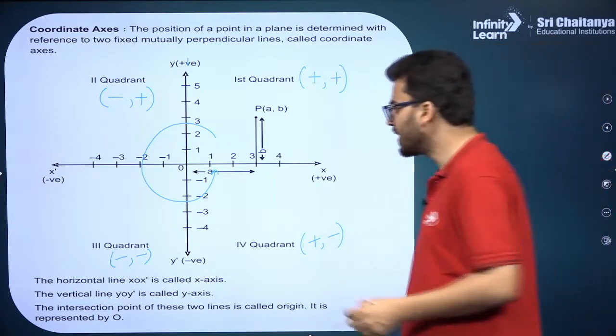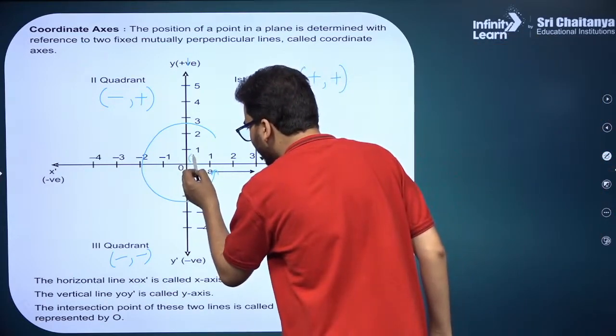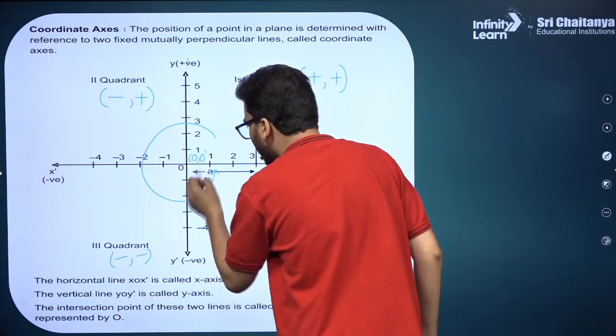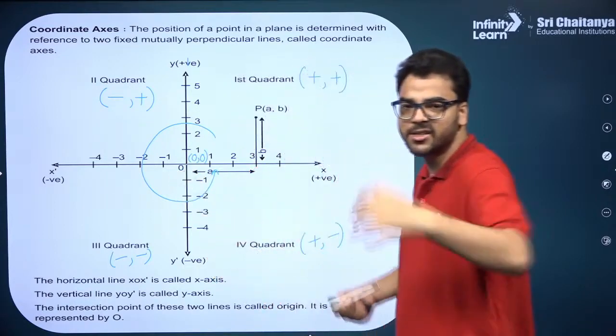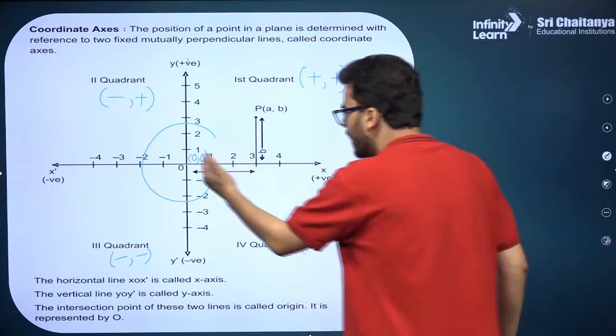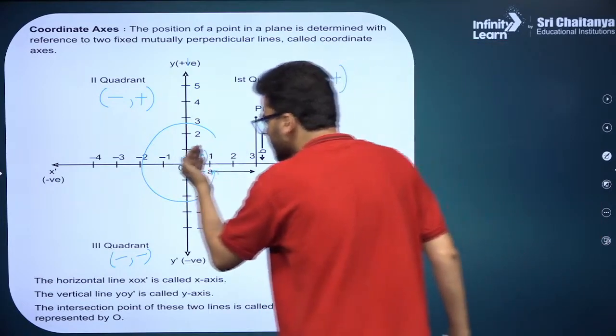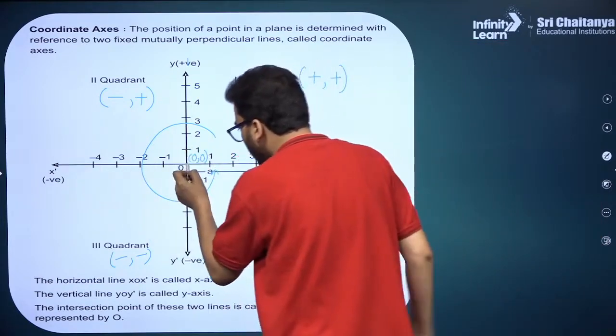So the coordinates of the origin will be 0, 0, right? Why 0, 0? Because change in abscissa means you are moving along the positive x-axis or positive y-axis, but you are over here only.